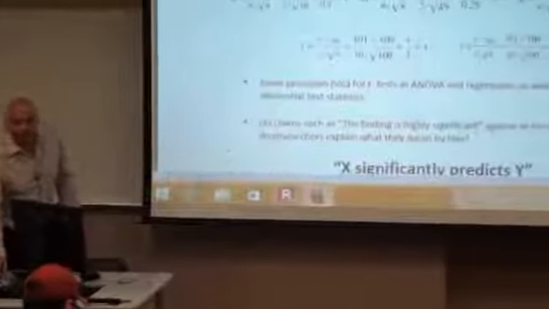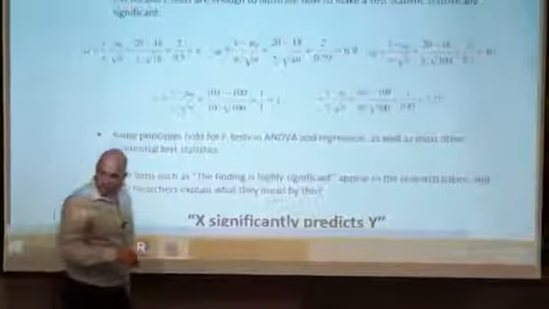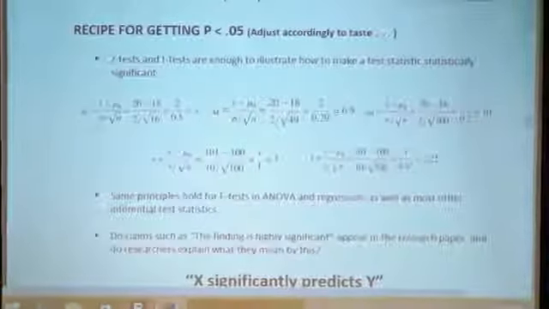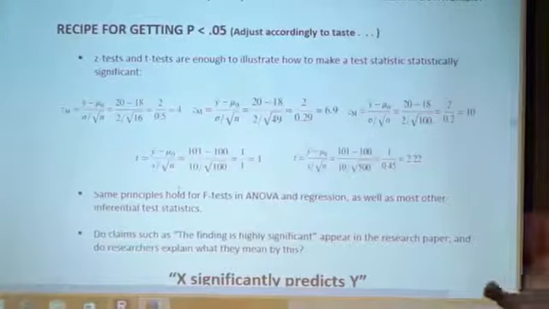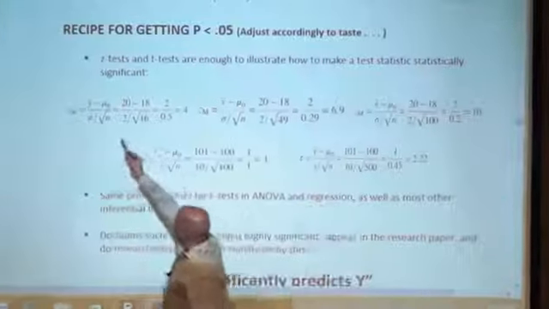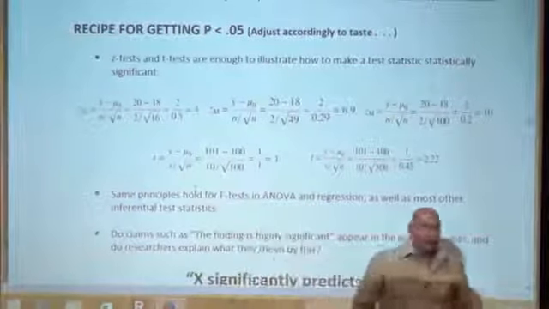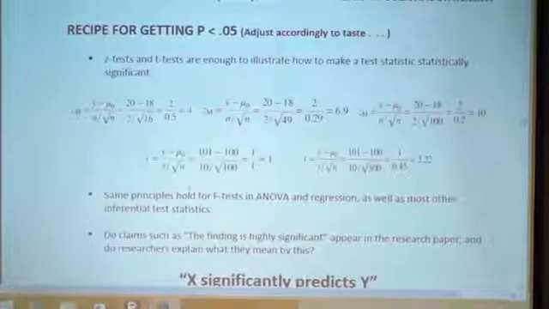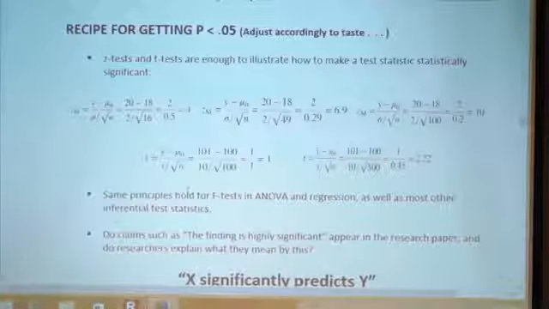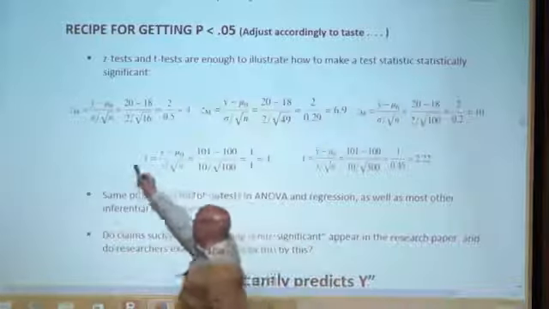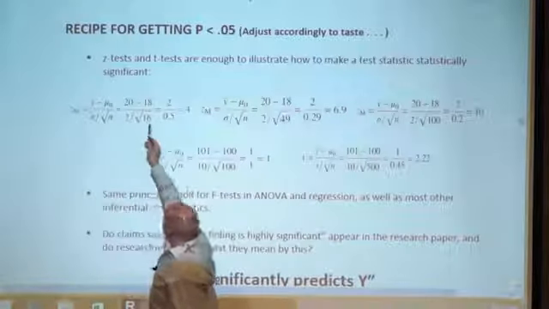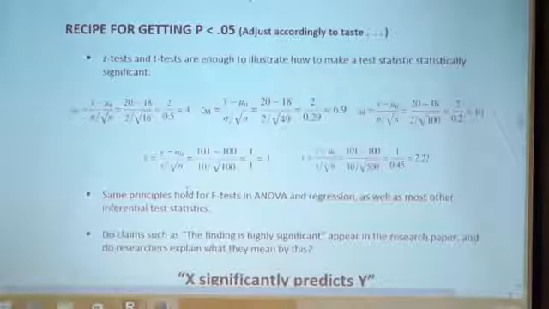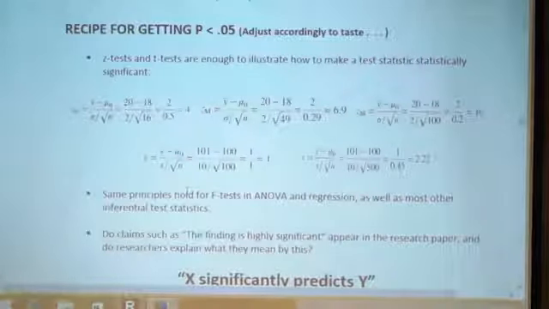Recipe for getting p is less than 0.05, adjust according to taste. This is just a few examples put up here. Well, there's a z-test for means. So we got our sample mean up here, minus a population mean under the null hypothesis right there. Well, look what's happening in the numerator. We have 20 minus 18. There's my distance between means of 2. There's my standard error. I'm using a z-test, so I'm pretending like we have the population standard deviation here. 2 divided by the square root of 16. 16 is my sample size. What do I get for my z-value? I get 4. Well, 4 is going to be statistically significant.